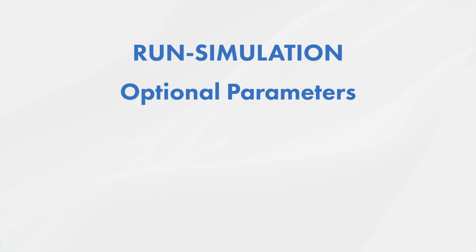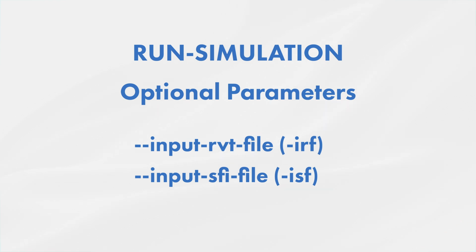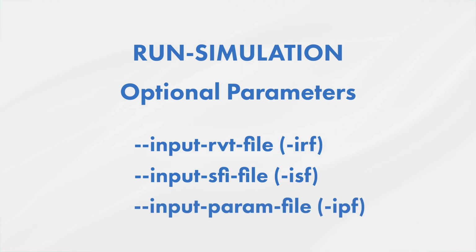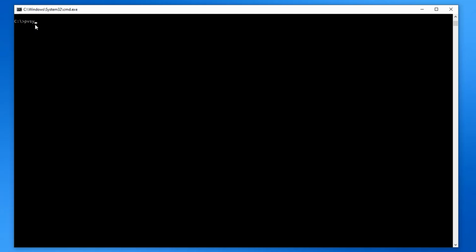With the run simulation command, it is also possible to specify other input parameters by using RVT, SFI, and advanced parameters files. The full list of options for the run simulation command is available by running the command PVsystCLI space help space run simulation.